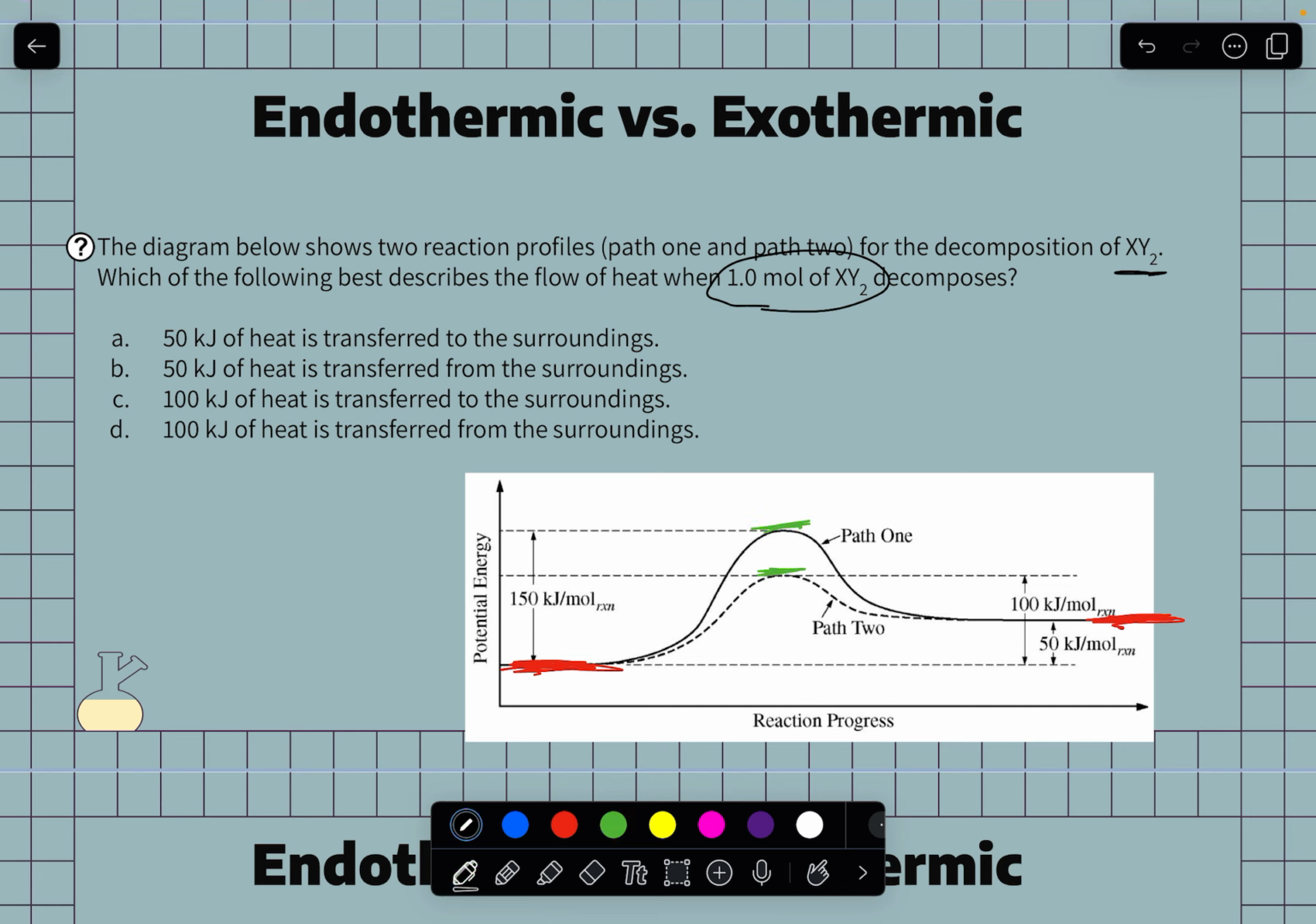Okay, so remember heat transfer is not based on the activated complex, it's just from the reactants to the products. And that number is going to be 50 kilojoules. Okay, so it's going to be 50 kilojoules, but is it transferred to the surroundings or from the surroundings, right? If it's a positive number, that means energy is going in. It's endothermic. So we're going to take it from the surroundings. So it's B. Okay, so be careful with wording there.